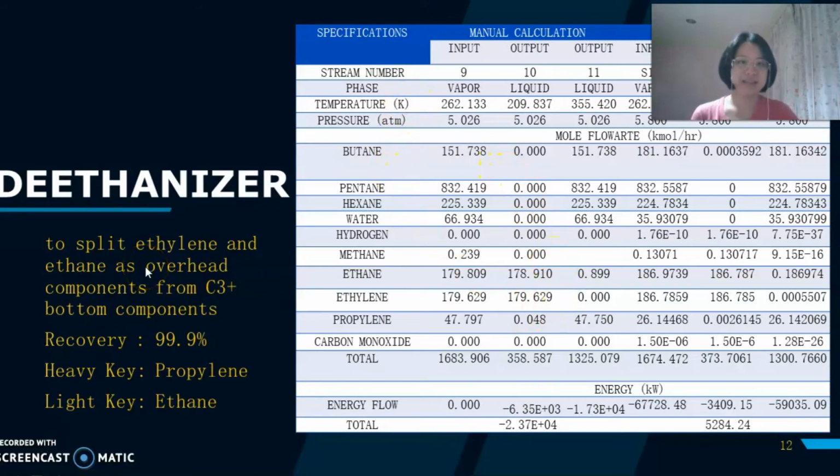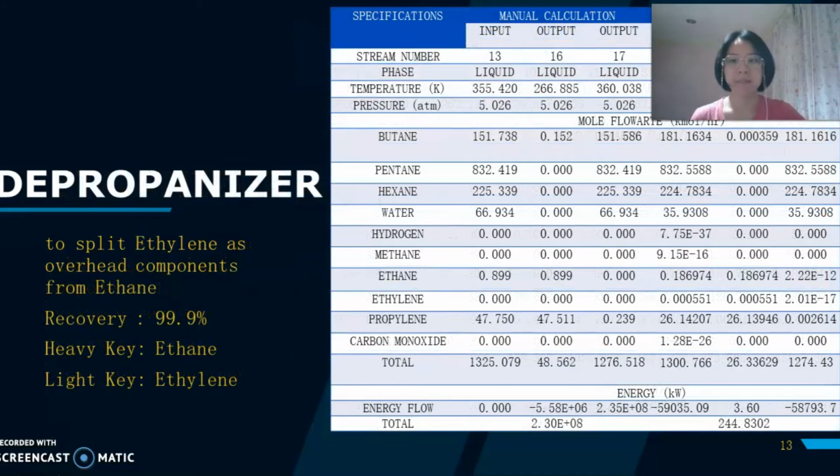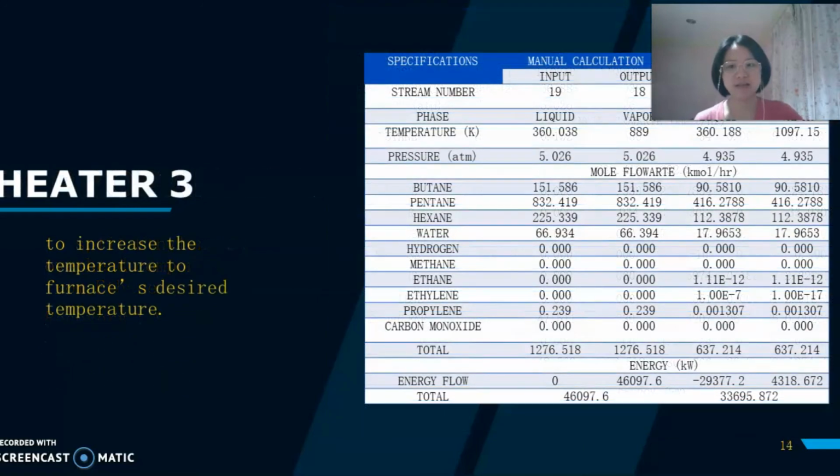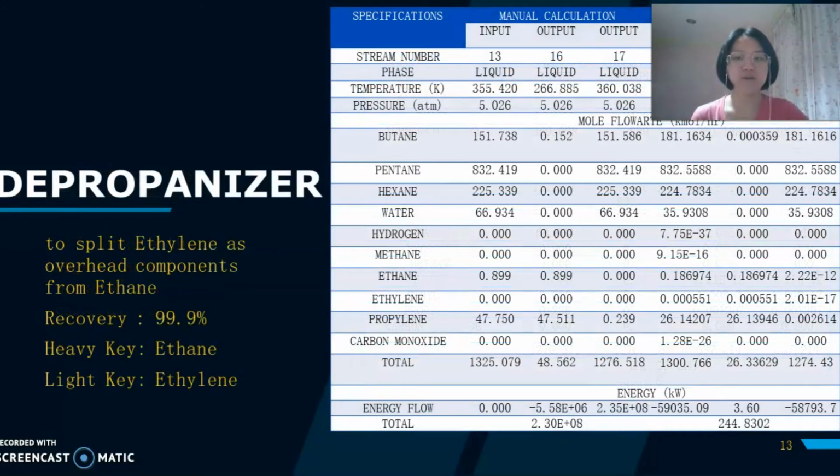The deethanizer is used to remove ethane and ethylene from the other components so that we can connect to the C2 splitter. The propanizer and heater 3 are added because we want to add a recycle stream to recycle the components. The propanizer is actually used to remove the C3 component from the other components so that we can recycle it. Here is the same situation: the pressure, temperature as well as the material balance are okay and considered acceptable.